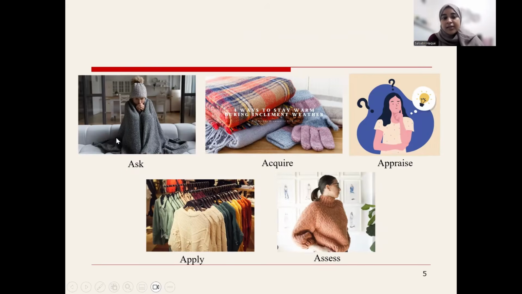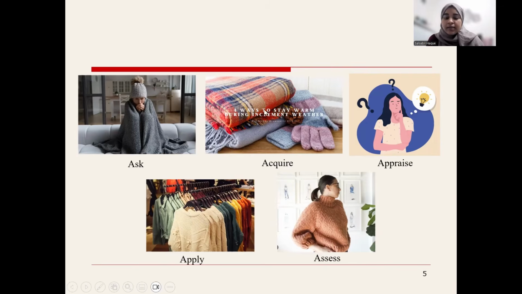She asks. Then she goes on the internet and she searches up how to keep warm. Okay, she acquires information from other sources and she kind of sees what has already been published regarding this. So let's say like four key ways to stay warm during this winter or whatever, like any kind of websites that publish research for the topic that she's looking for.